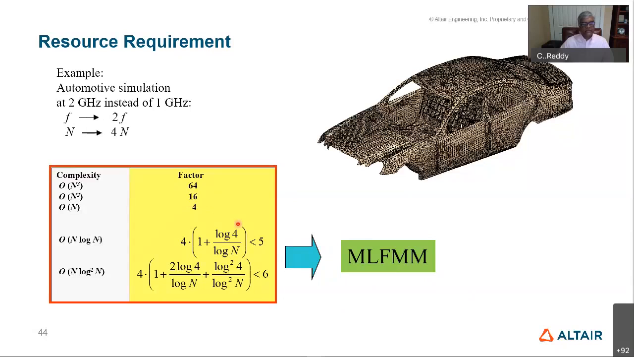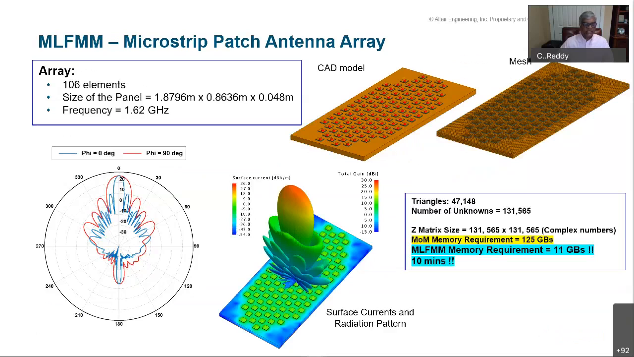That's where MLFMM comes into the picture and makes them scale more linearly than N cubed and N squared. The memory only increases by 5 times rather than 16 times, and the runtime increases by approximately 6 times rather than 64 times. So now you can do much larger problems with the same memory and in less time.